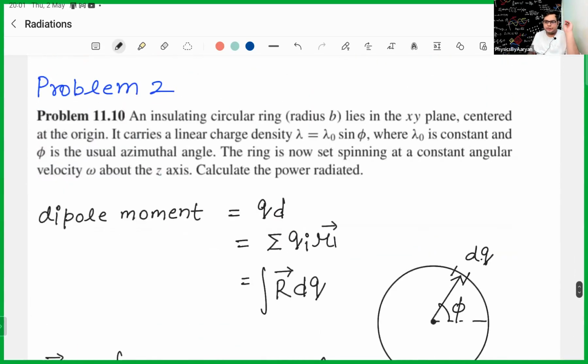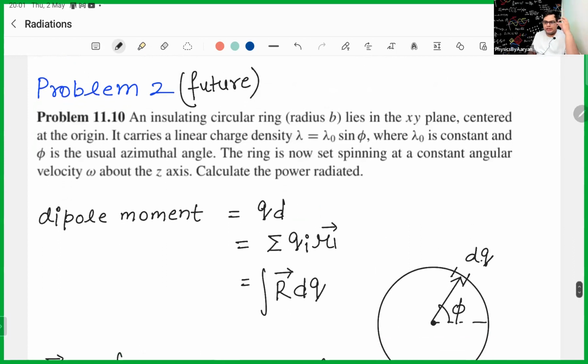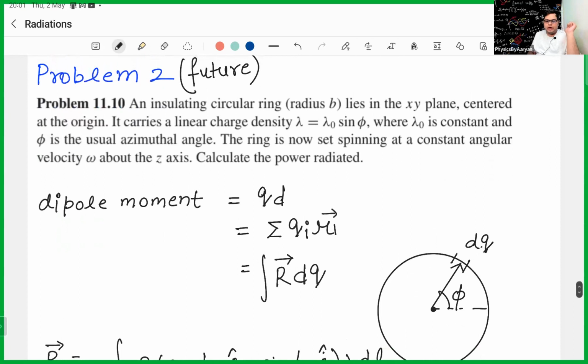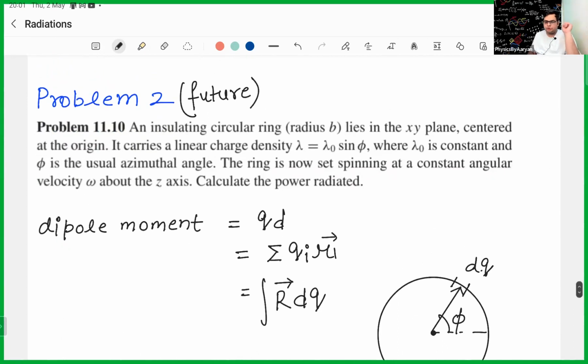Next question is really interesting. And I think this question can be asked in the future, because it's a Griffiths problem. Many times I've seen CSIR-NET asking direct questions from Griffiths. This question can be asked as such in the future. Let's see what this question is. So let's read this problem.